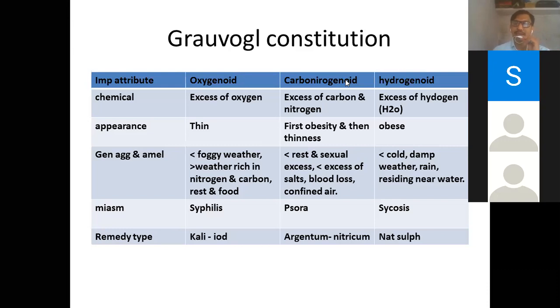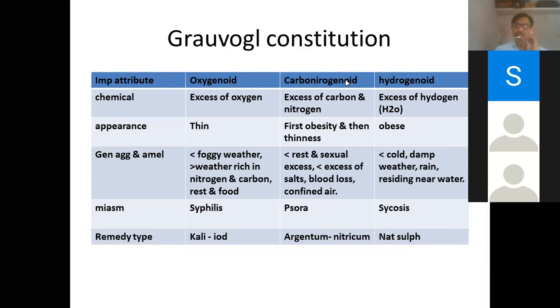Then the same thing in damp weather. So what is damp weather? Again, four days of continuous raining, and then the weather becomes very cold and damp. There is again excess of water which aggravates this hydrogenoid constitution. And rain again has a direct connection with water. So these three important weather changes, aggravation in cold weather, damp weather and rainy weather, are all very important hallmarks or characteristics of the hydrogenoid constitution.